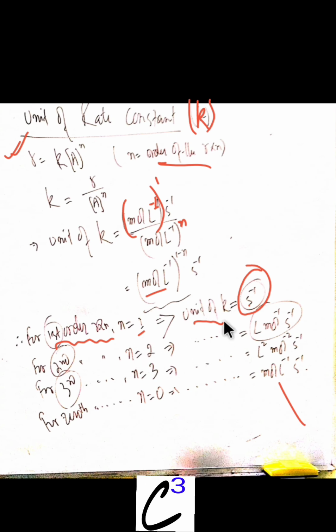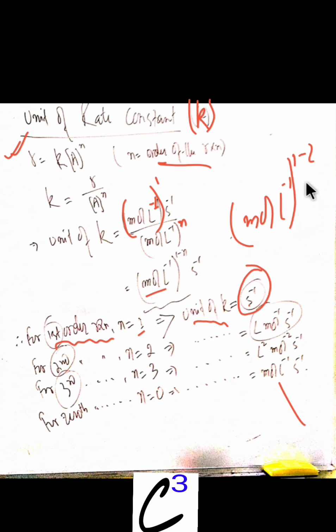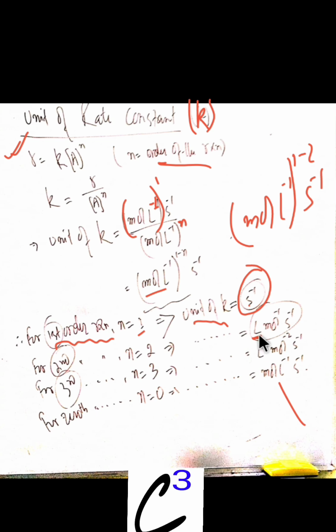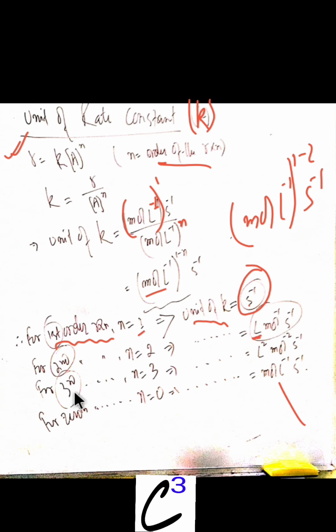For a second order reaction, n will be equal to 2. So the unit of rate constant will be (mole per liter)^(1 minus 2), which is minus 1, per second. So minus 1 multiplied by minus 1 gives 1 liter, and the power of mole will be minus 1. So liter per mole per second. For a third order reaction, n is equal to 3, so liter square per mole square per second.